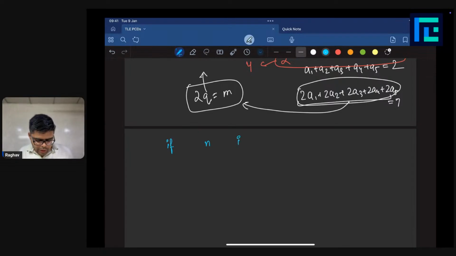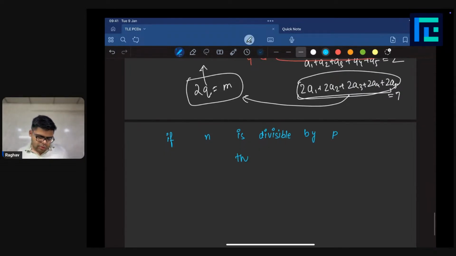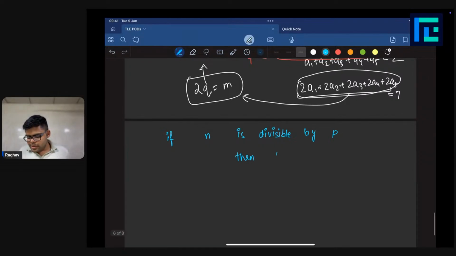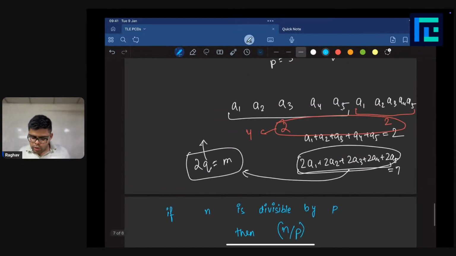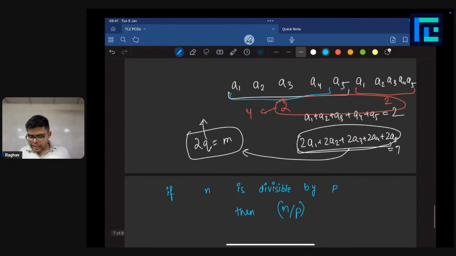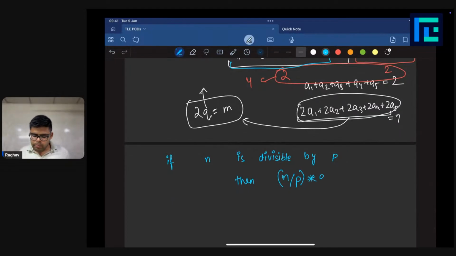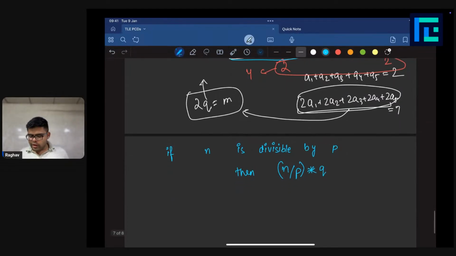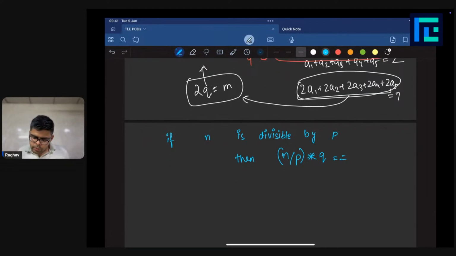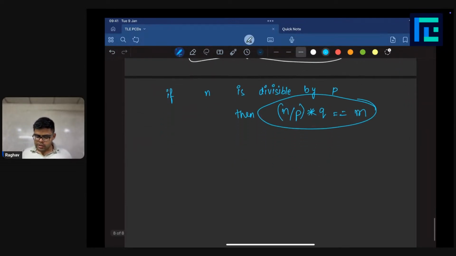if n is divisible by p, then you will have n by p blocks of size p, right? Each of these blocks will have the sum equal to q. So this thing must be equal to m. If it is equal, then your answer is yes. Otherwise, your answer is no.